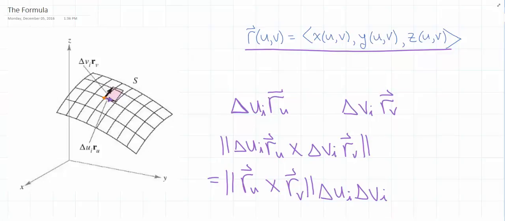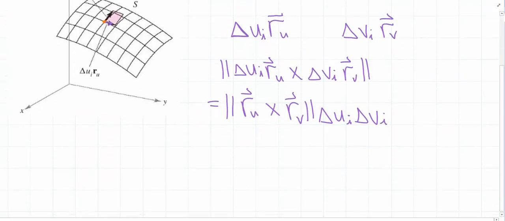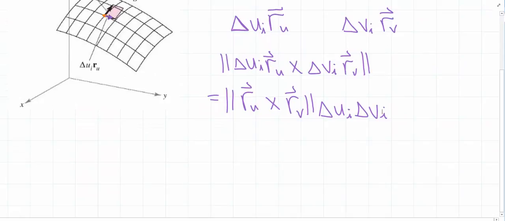Okay? Now, what that represents is the small bit of area on this tangent plane, that parallelogram. Very small piece. And what we want to do is let these delta u and delta v's be very, very small, infinitesimal, and then add up all of these little pieces. So I'll do this repeatedly across this surface.